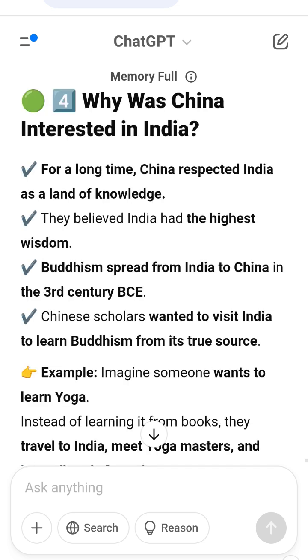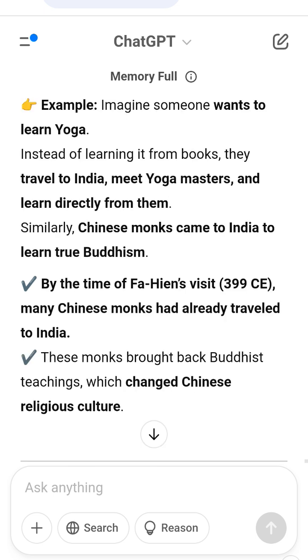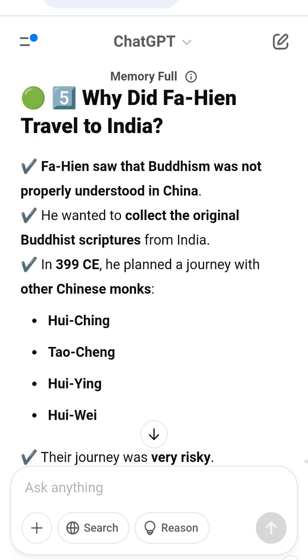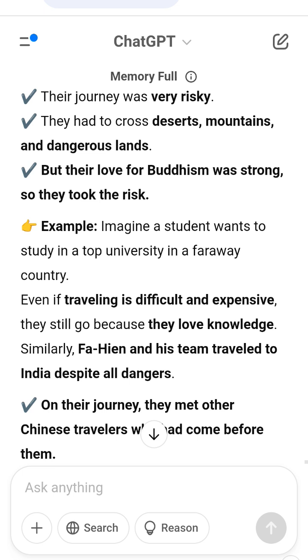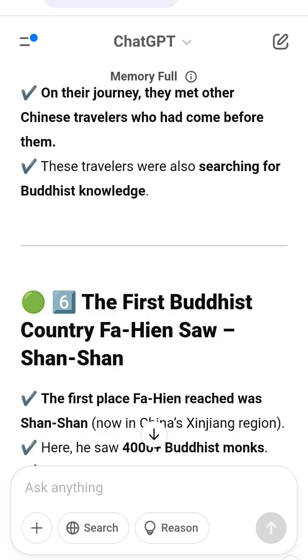Example: imagine a town where everyone follows a single religion, including teachers, workers, and leaders. Similarly, in Shanshan, everyone followed Buddhism. Fahin was happy to see Buddhism being practiced properly. This was just the beginning of his journey to India. Summary: what did you learn today?